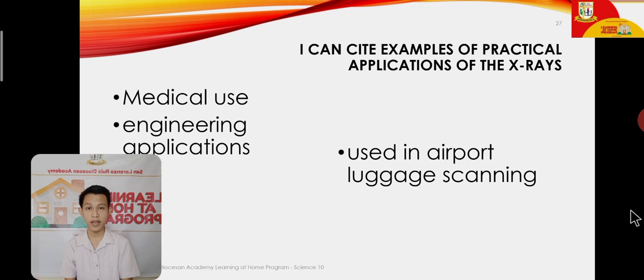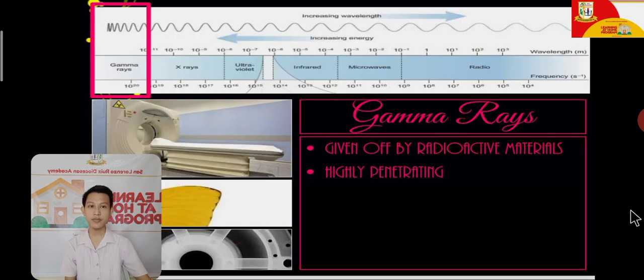Engineering applications, gumagamit din ng X-rays and used in airport luggage scanning. Para makita yung luggage, yung laman nila, para malaman kung meron bang bullets or may mga unnecessary things na bawal ipasok sa loob ng airlines or airports. And lastly, the gamma rays. Okay? Given off by radioactive materials, highly penetrating. So highly penetrating siya kasi maliliit lang yung frequency, malalakas yung energy, so kayang-kaya niya talaga makapag-penetrate sa loob ng katawan or sa loob ng isang body, ng isang object or ng anumang surface.